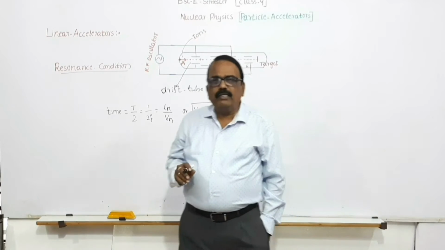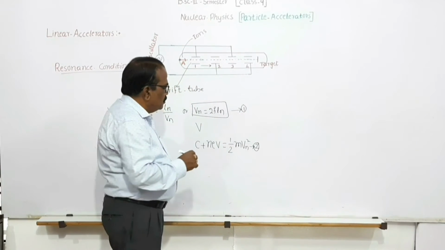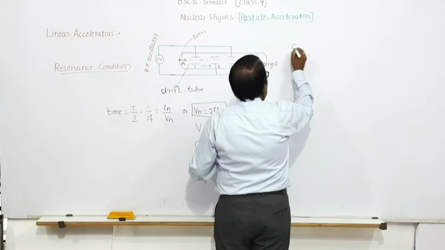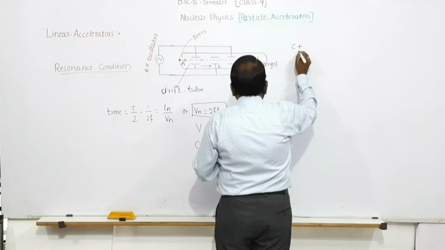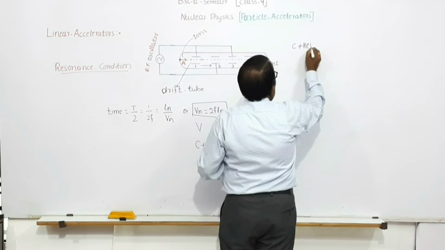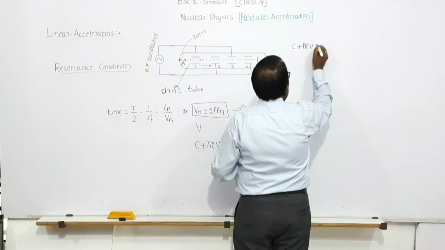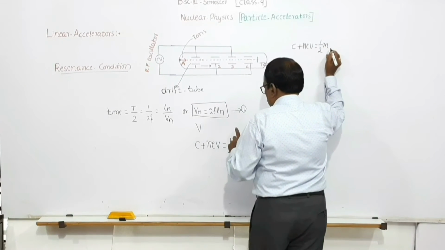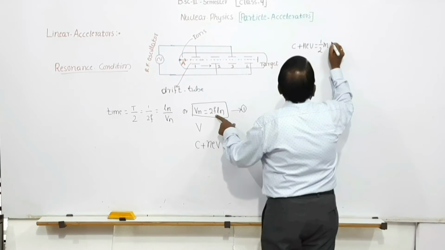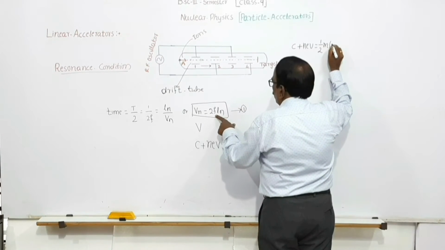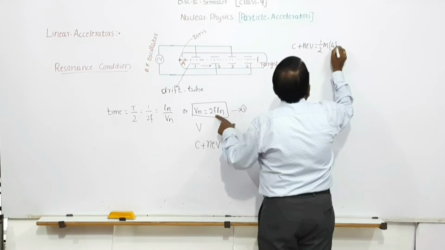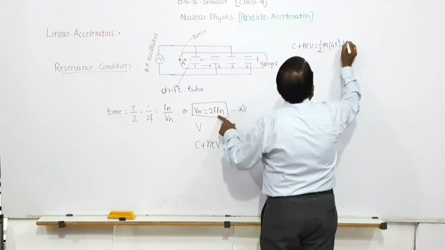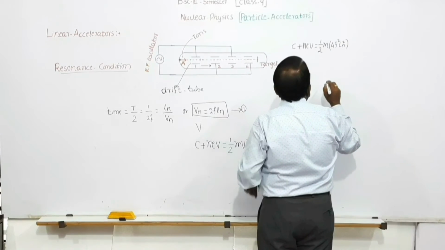If the oscillator is balanced with respect to the ground, using equation 1, we can write C plus NeV is equal to half m times, for Vn square, 4f square Ln square.